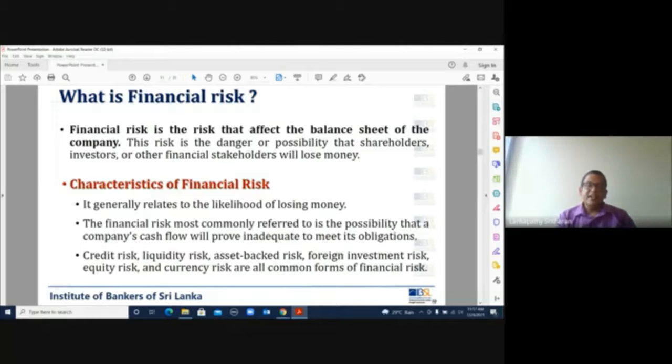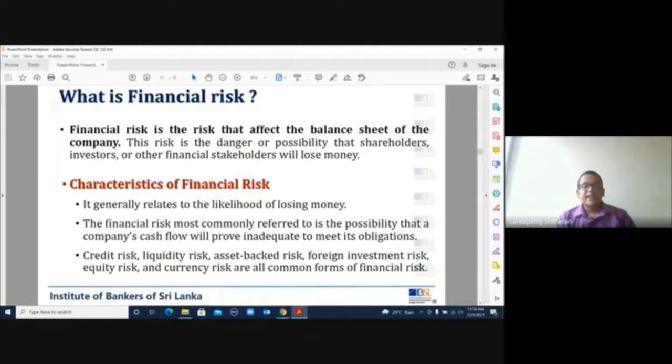The second one is that financial risk is most commonly referred to as the possibility that a company's cash flow will prove inadequate to meet its obligations. So generally, when there's a financial risk, it may affect the company's cash flow or the bank's cash flow.